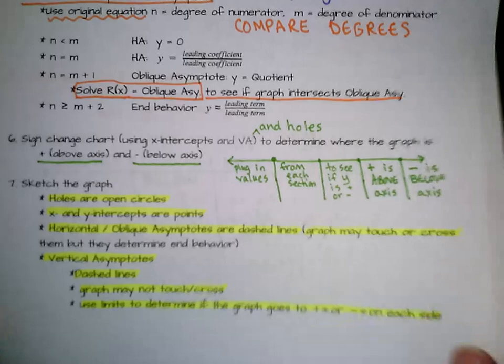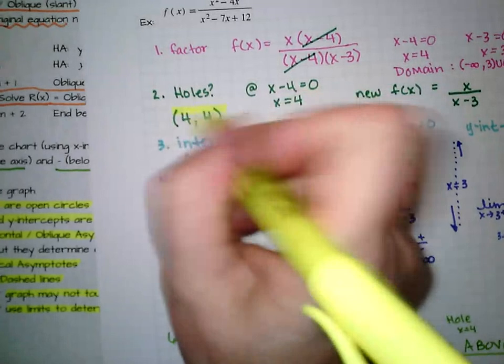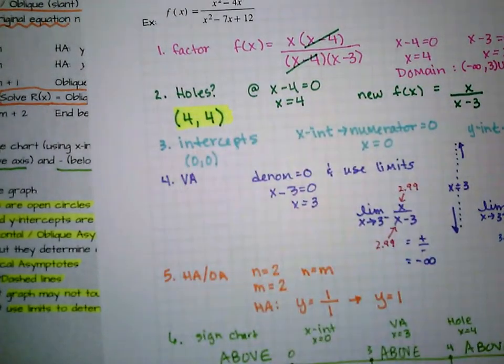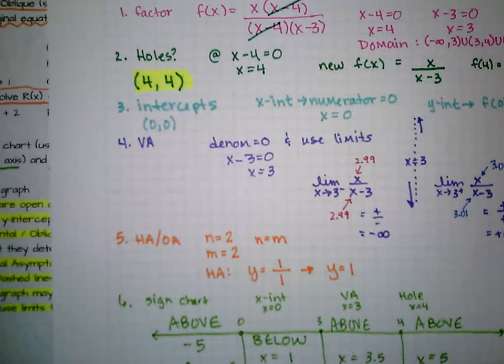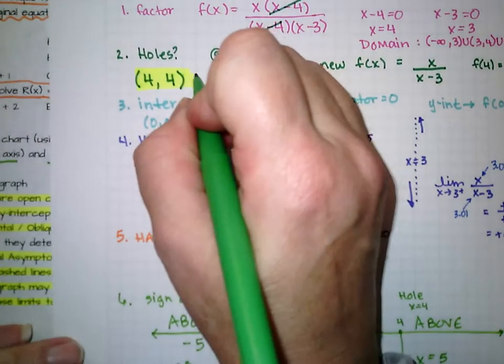Okay. So going through our information here. The holes, that is going to go on as an open circle. So 4, 4 is going to go on my graph as an open circle. Let's find that on our graph paper.